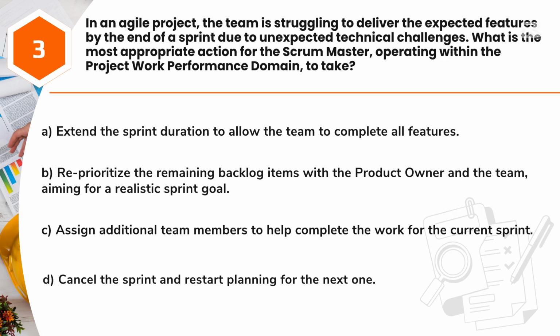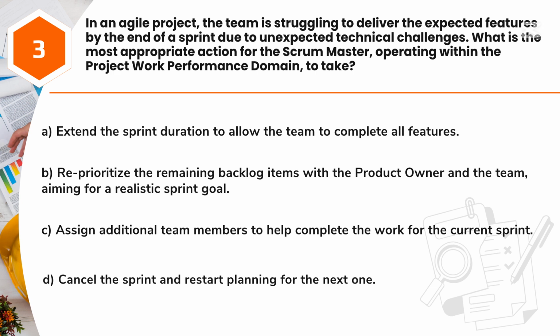Question 3. In an agile project, the team is struggling to deliver the expected features by the end of a sprint due to unexpected technical challenges. What is the most appropriate action for the Scrum Master, operating within the project work performance domain, to take?